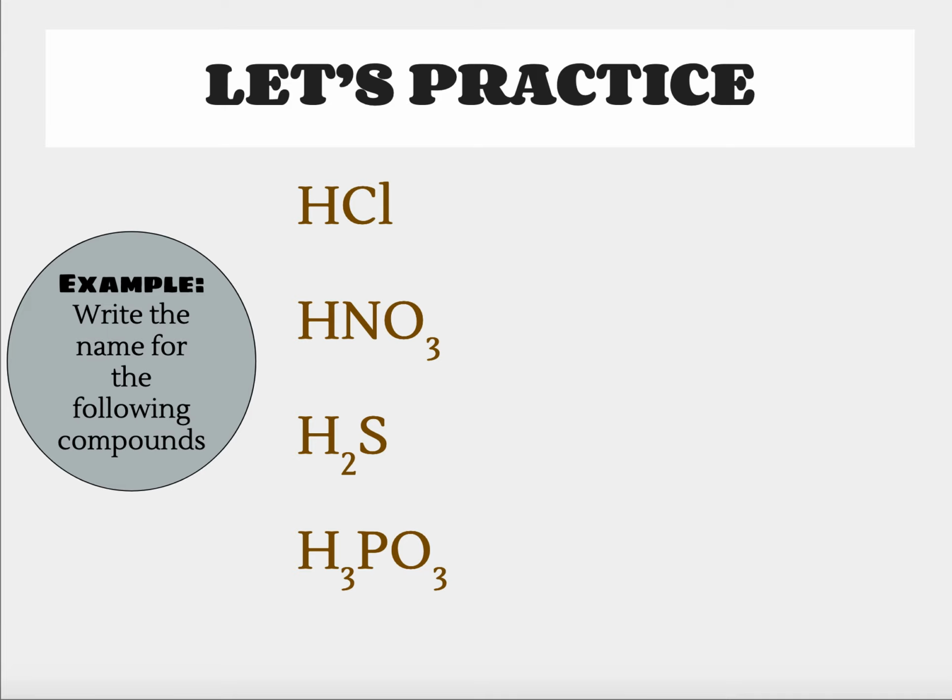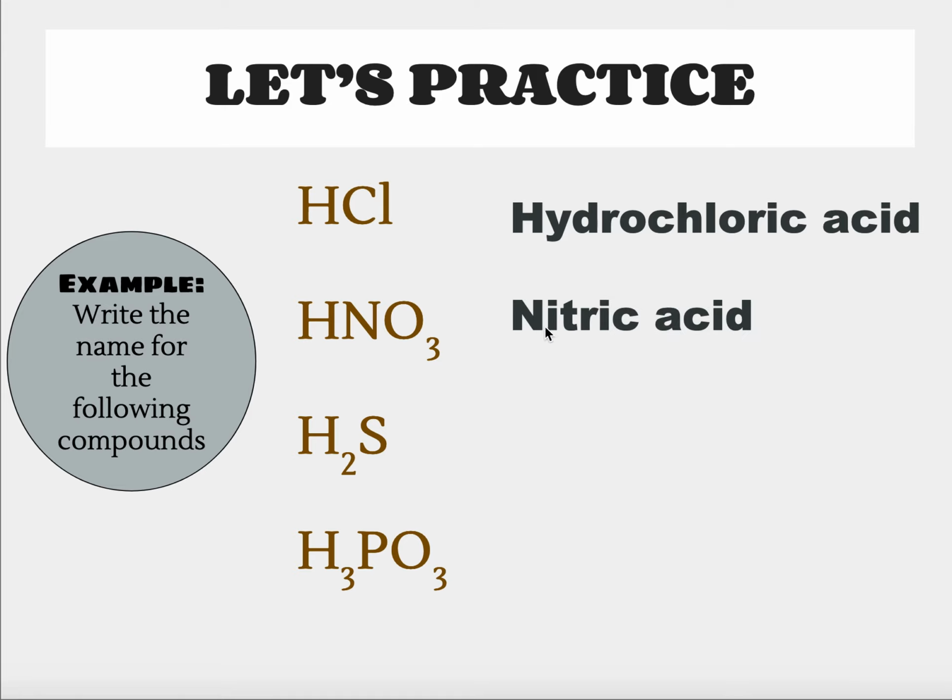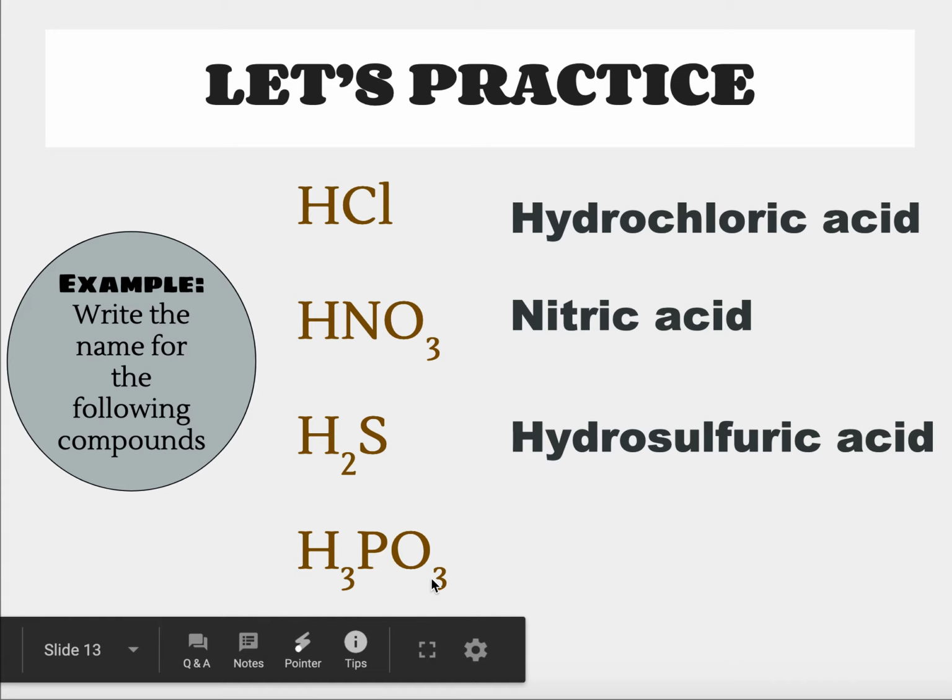Great. Let's look at the answers. There is no oxygen here, so this is why it starts with hydro. This is chlorine, so I get chloric acid. This is nitric acid, because this is nitrate. The ate becomes ic. There's oxygen, so that's why there's no hydro, like in the previous example. Hydrosulfuric acid. And the last example, H3PO3. It has O. This is phosphite, so this becomes phosphorous acid.